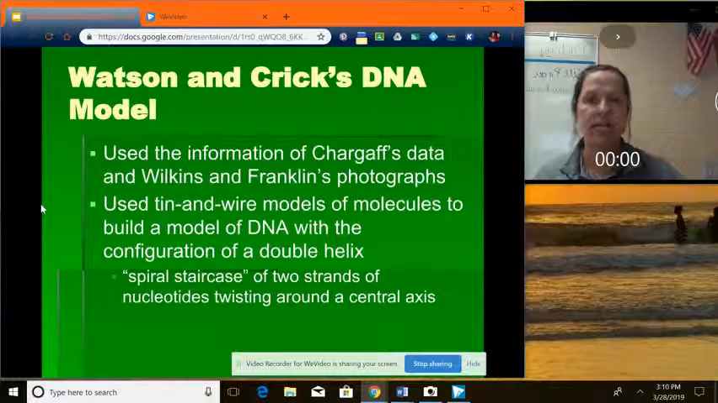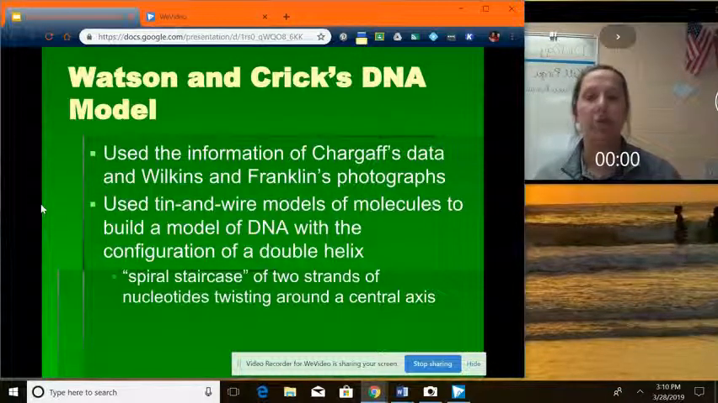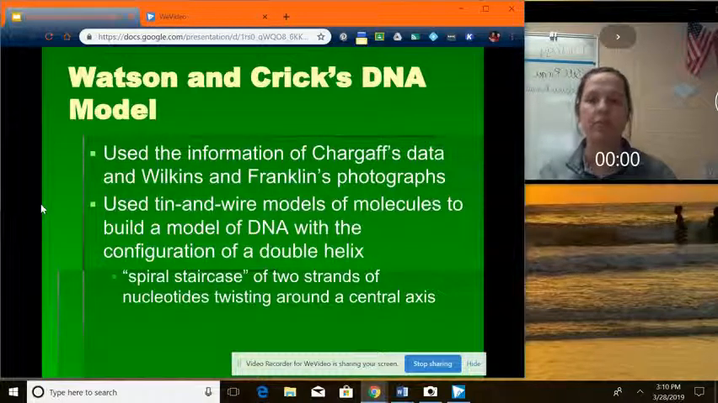Okay. And then two more scientists, Watson and Crick, came along and they used this information. They used Chargaff's data, knowing that A equals T, G equals C. And they also used Wilkins and Franklin's photographs to build a tin and wire model of what DNA looks like. So I keep throwing out the term spiral staircase because you will always hear that. I mean, that's always what it looks like.